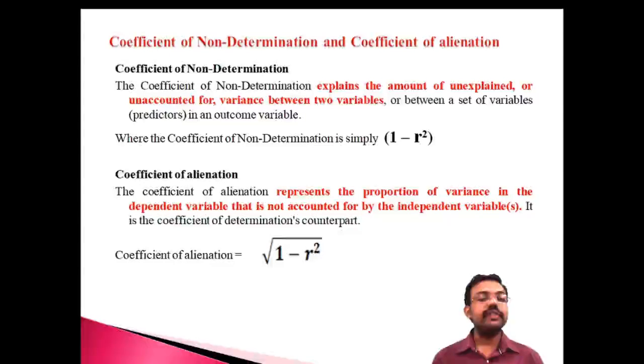And another one is the coefficient of alienation. It represents the proportion of variance in the dependent variable that is not accounted for by the independent variable. And how to find the coefficient of alienation? It's the root of 1 minus r square. R is the coefficient of correlation.